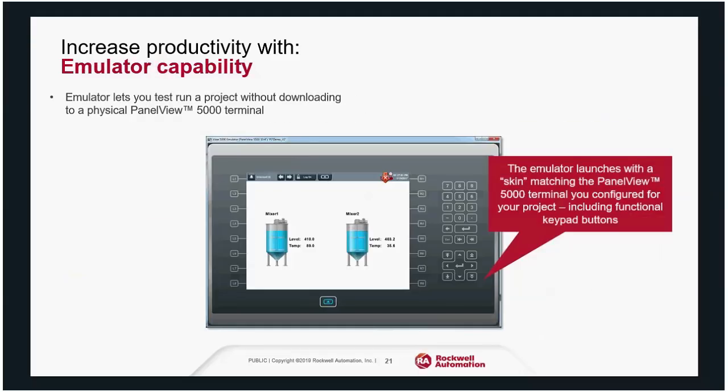Emulator capability is a new feature that lets you test your project without downloading to a terminal. To run an application, you just hit the emulate button in View Designer, and it builds a project, basically showing a PC-based version of your PanelView on your designer box. It will show the keypads and the navigation buttons, and it uses a skin of your actual PanelView hardware, so it'll look just like it. I can use my mouse to click on number 7 or the navigation bar or anywhere on the screen. You can do pretty much anything you can with the actual physical hardware.